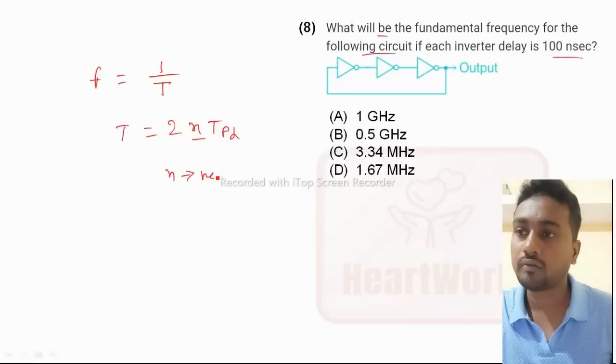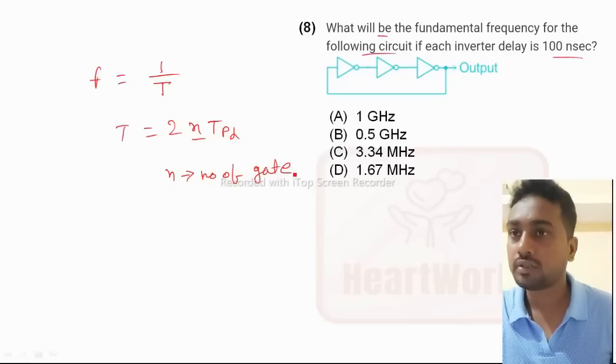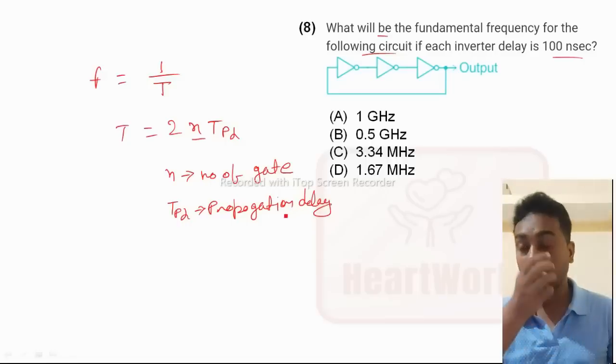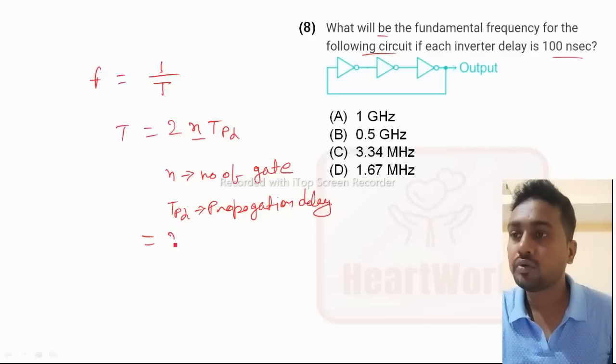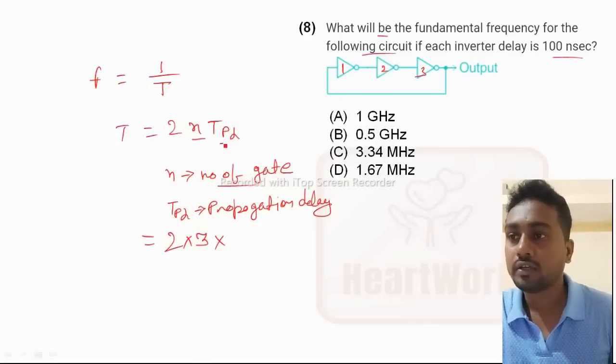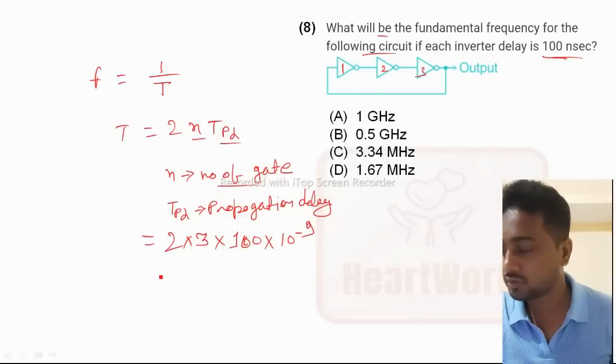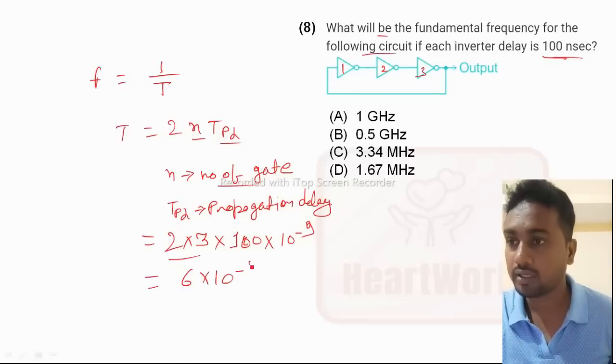N is the number of logic gates, and TPD is the propagation delay. So here, 2 times the number of gates. How many gates are there? 1, 2 and 3 gates are there. So 3 into the propagation delay, which is 100 nanoseconds. Nanosecond means 10 to the power minus 9. So we can solve this: 2 into 3 is 6, into 10 to the power minus 7.